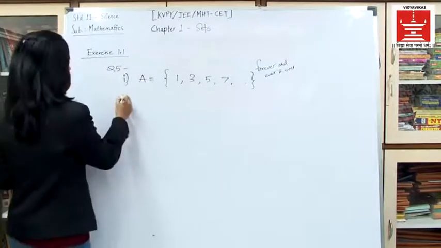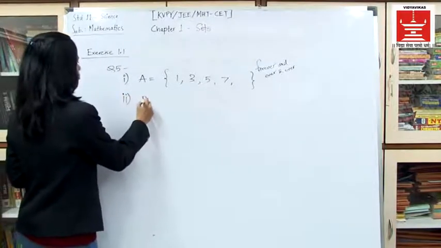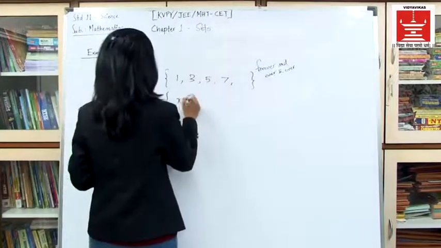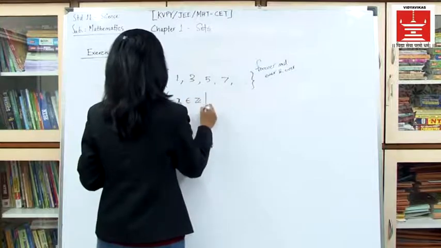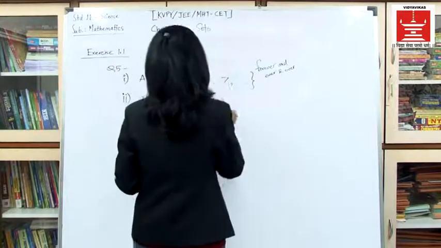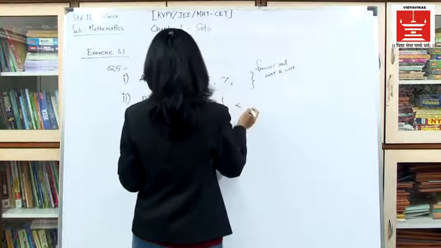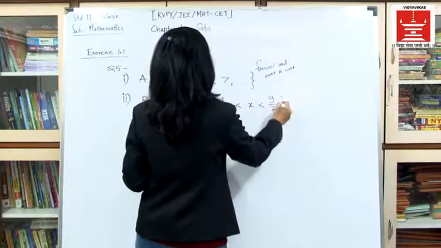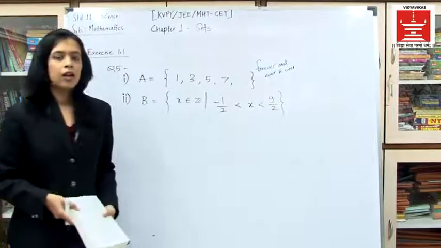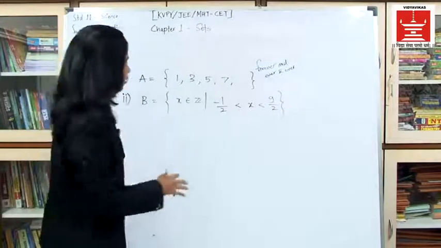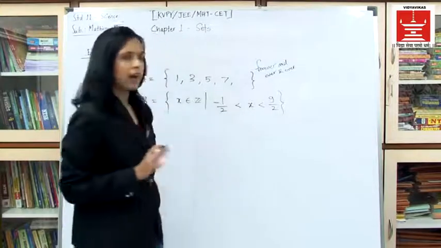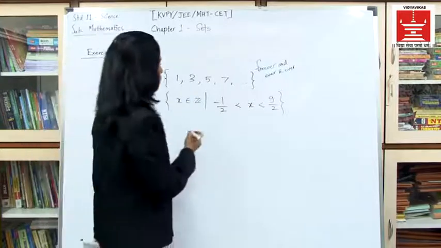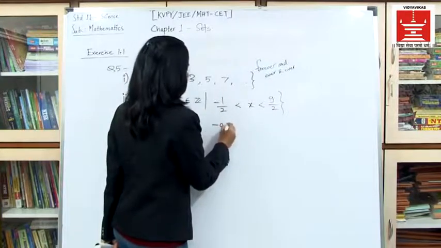Then comes set B. X is an integer such that x is between -1/2 to 9/2. Okay. So don't get frightened by this fraction situation. What is minus half? Half is 0.5, so it is minus 0.5.